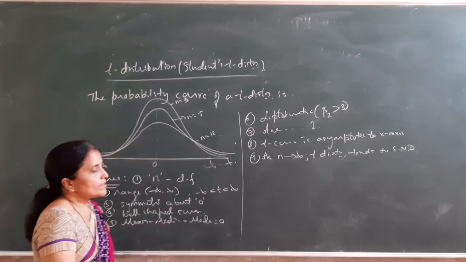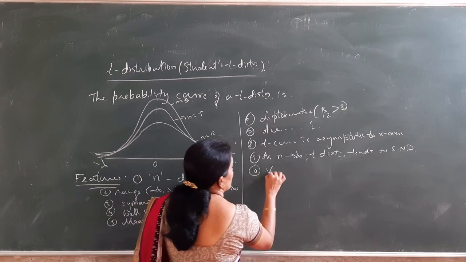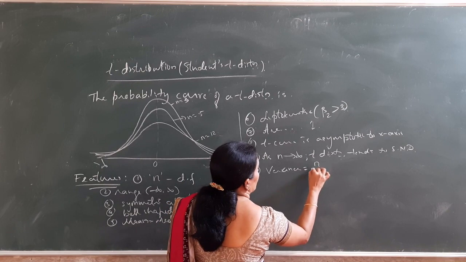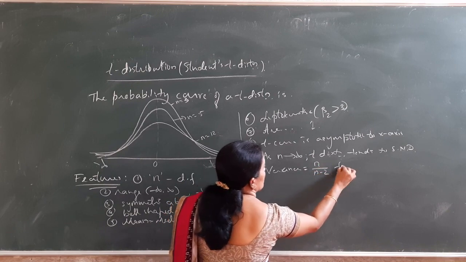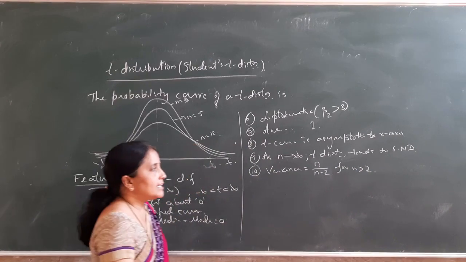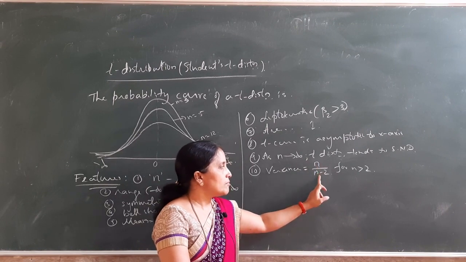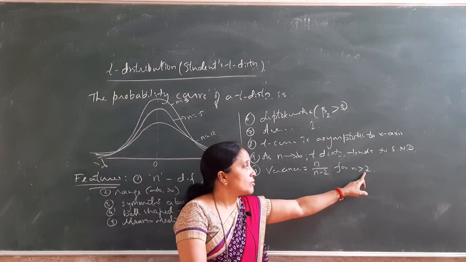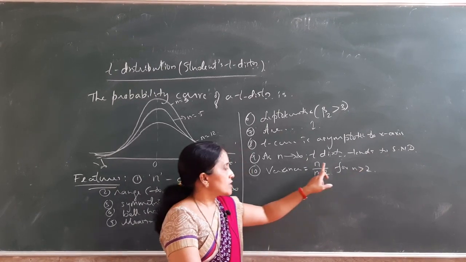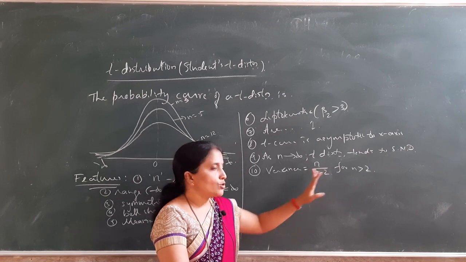Right? And similarly, what is the variance in a t distribution? Variance of a t distribution is given by n by n minus 2 for n greater than 2. So if the degrees of freedom n is greater than 2, then the variance is given by the formula n by n minus 2. If n is equal to 4, that is greater than 2, so substitute 4 here. 4 divided by 4 minus 2, that is 4 by 2, 2 you will be getting.